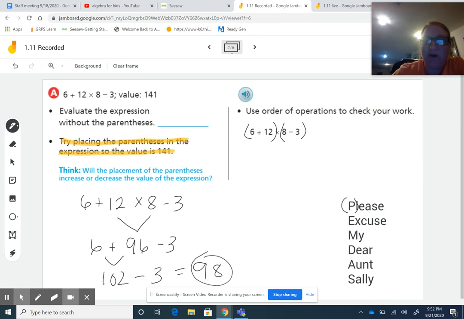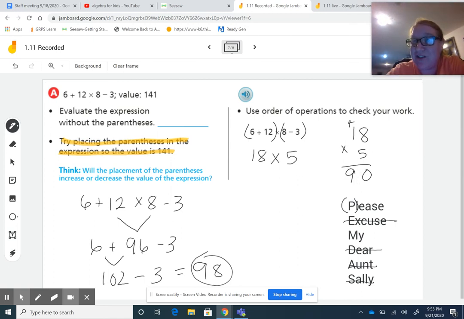So 6 plus 12 is 18. And 8 minus 3 is 5. I have no exponents. I do have multiplication, no division, no addition, no subtraction now, because I've already done them, because they were in the parentheses. So 18 times 5. 5 times 8 is 40. 5 times 1 is 5, plus 4 is 9. We actually went down. So my parentheses there don't work.